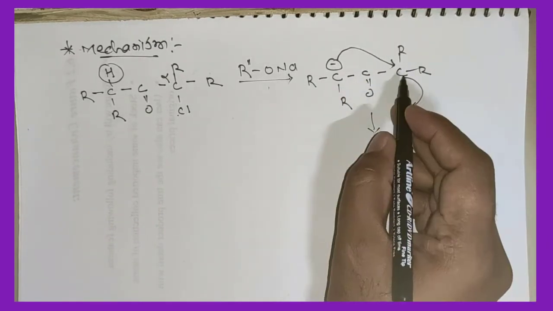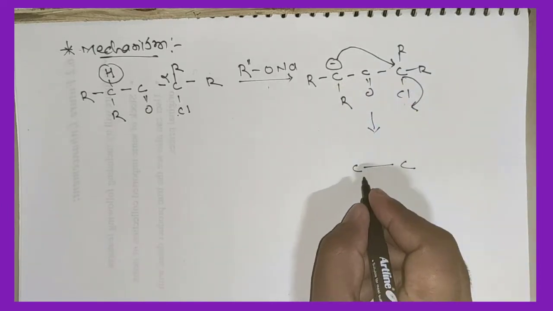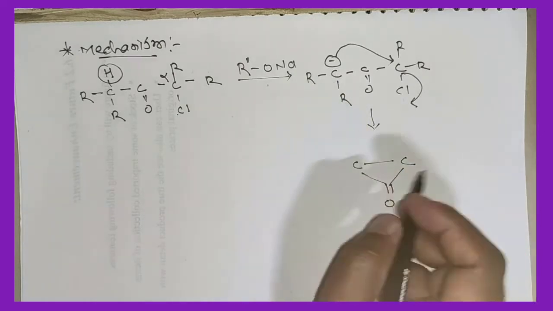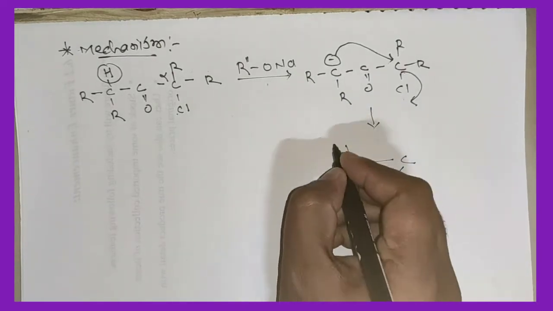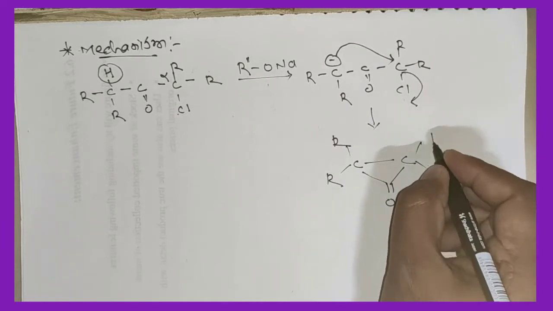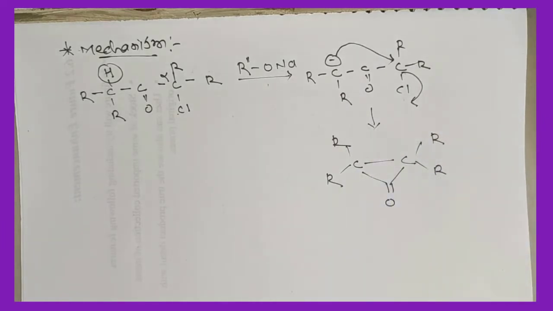Now between these two carbons, one carbonyl group is there. This carbon contains the 2R group. Similarly, this carbon also contains the 2R group. So this is the intermediate cyclic ketone. A 3-member cyclic ketone is the intermediate.